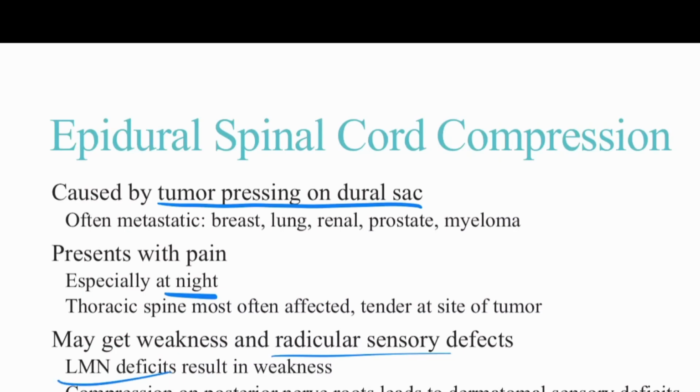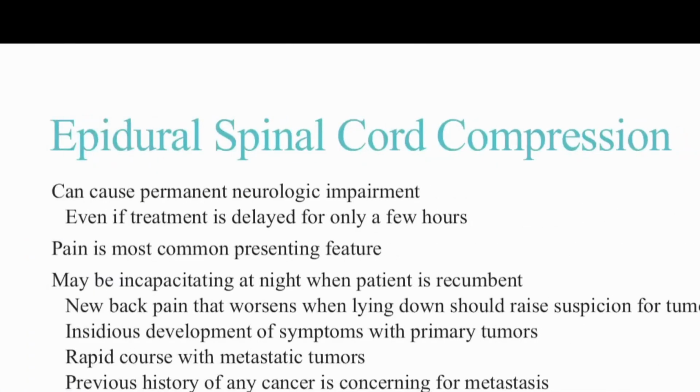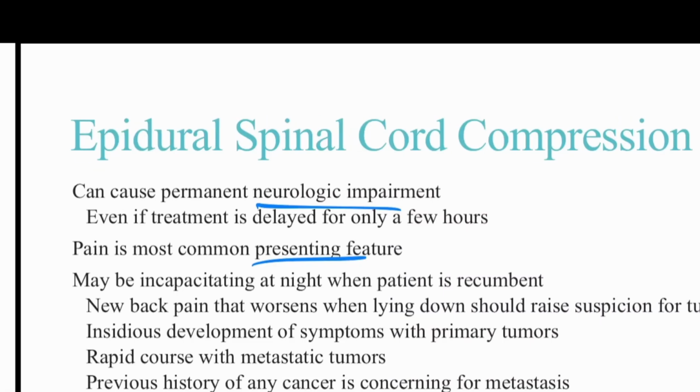If there's compression of the posterior nerve roots, we know all sensory is posterior nerve roots. So if you get compression of the posterior nerves, they're going to have sensory issues because that's what's being compressed. It may have some paraplegia and may result in incontinence as well. It can cause permanent neural impairment even if treatment is delayed for a few hours. That's why pain worse at night is a must not miss symptom. You have to ask, is the pain worse at night when you lie down on your back? Again, pain is the most common presenting feature, and it may be incapacitating at night when they're recumbent.